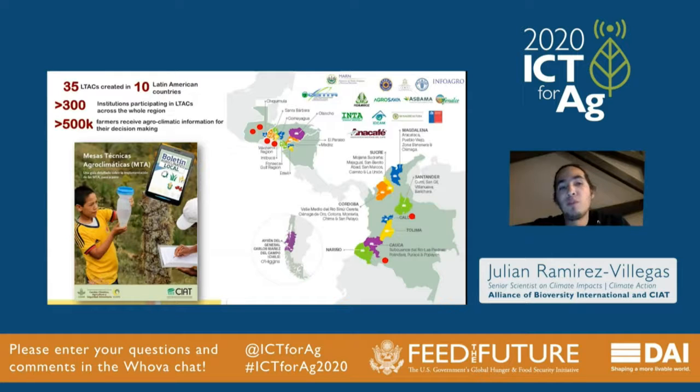into the hands of farmers. Right now, in the whole of Latin America, we have around 35 of these decision spaces or local technical agroclimatic committees in 10 different countries. What we have seen is that there's more than 300 institutions participating in these different committees, and we have estimated that the reach of these committees is around 500,000 farmers across the whole region.